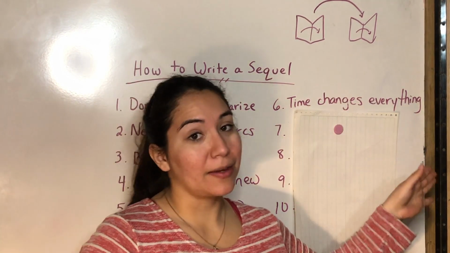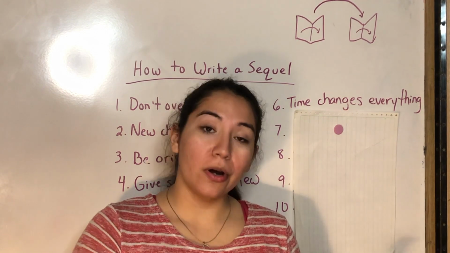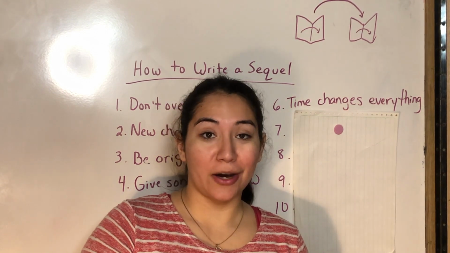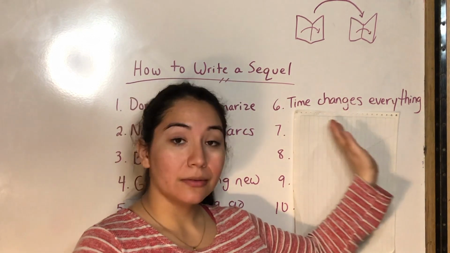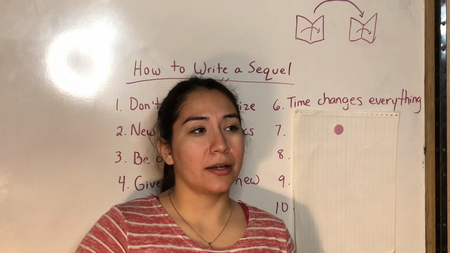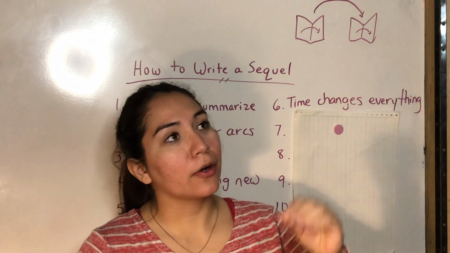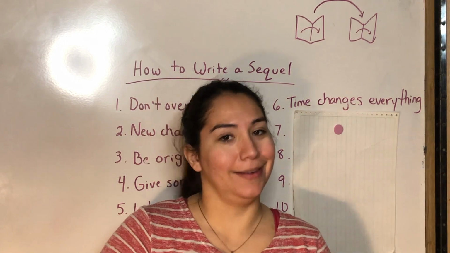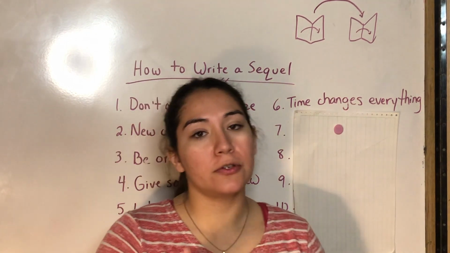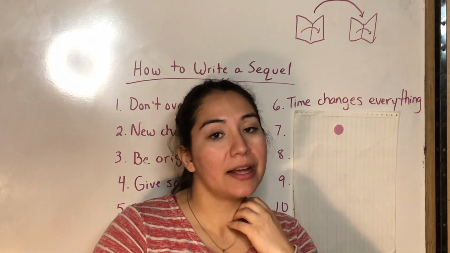Time changes everything. If your sequel is happening years after the first one, your world, your plot, and your characters should indicate that time has changed. We don't want to confuse our readers. Now, obviously, you could write 2 years later or the next day. You could do that, but even if you do that, don't use it as a cop-out to keep everything the same. Everything has to change.